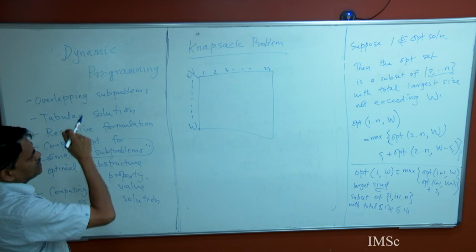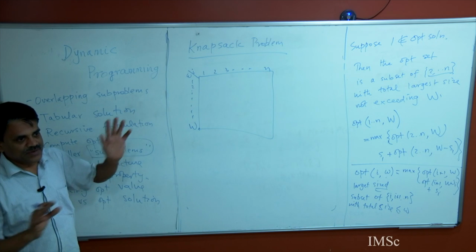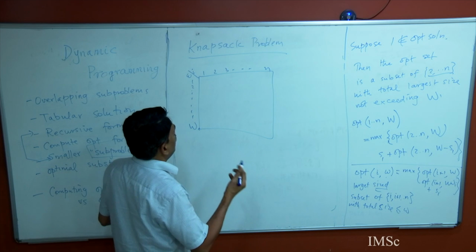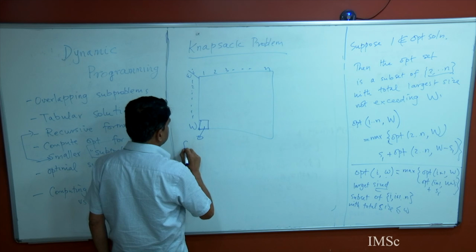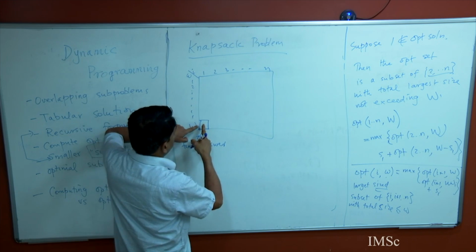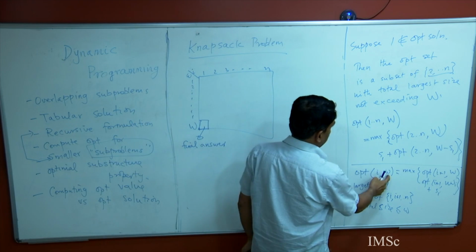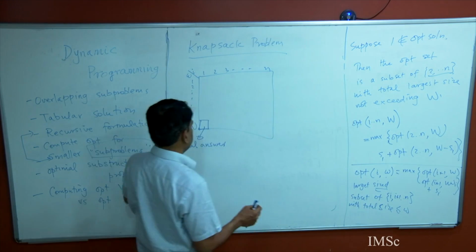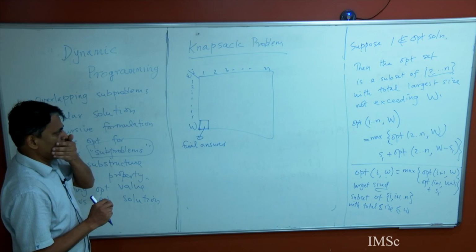Right. So now, first of all, you need to figure out in which order I am going to fill up this table. Now, what is my answer I want? Where is it sitting? It's here. This is my final answer, right? Because opt(1, capital W) is by definition the largest size subset of 1 to n with total size at most capital W, right? So I need to fill up this table and eventually get this, okay?